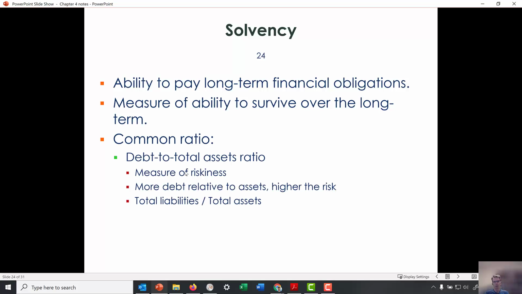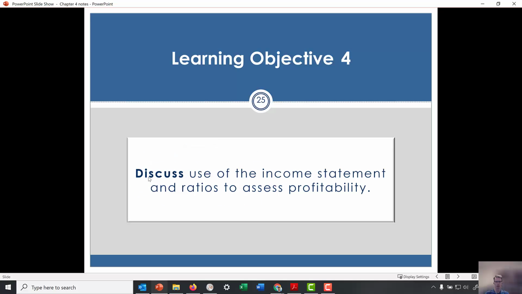That's not to say, though, that more debt is necessarily bad, because the fundamental premise of finance is that with risk comes more potential for reward. So having more debt can also allow you to be more profitable and make more money for the shareholders. So it's not to say that debt is necessarily bad. It just makes it a riskier company.